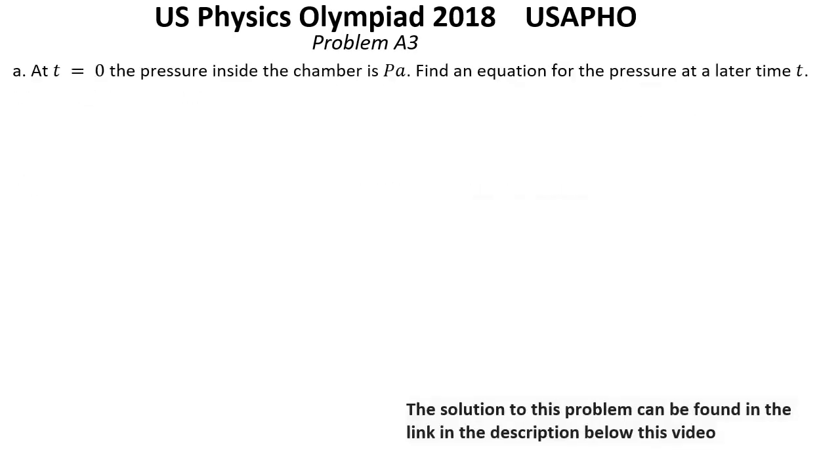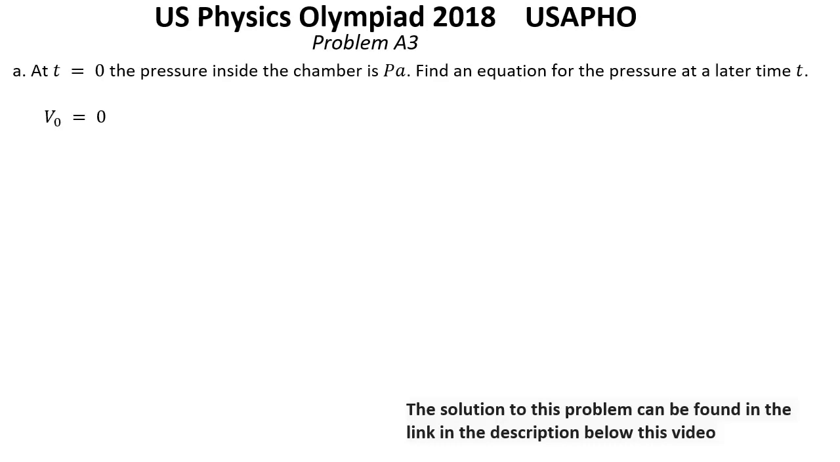Solution for the problem. Question A. At t equals 0, the pressure inside the chamber is Pa. Find an equation for the pressure at a later time t. Solution. During each cycle, the system sucks gas out of the chamber and pushes it into the atmosphere.